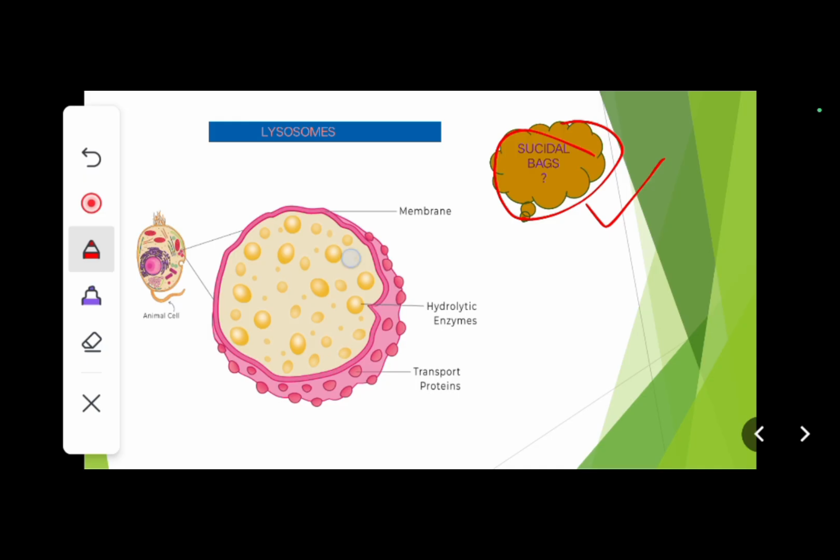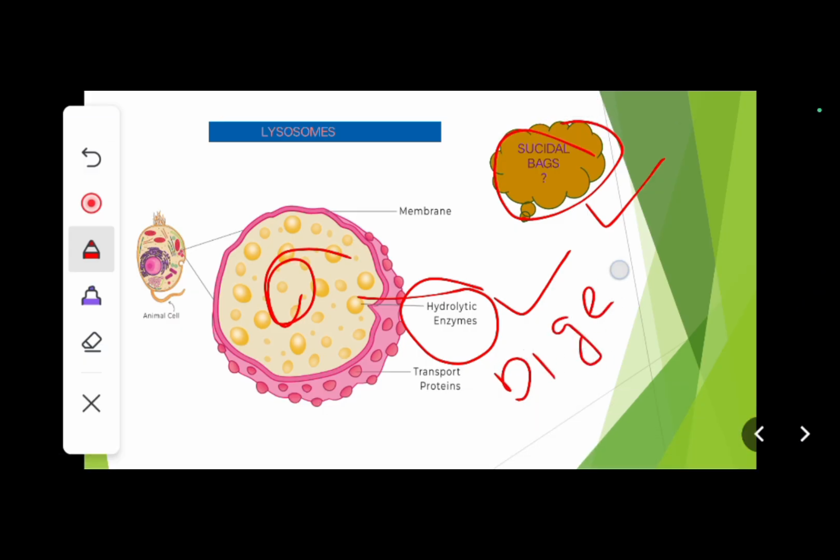How is it digested? Inside the lysosome there are hydrolytic enzymes. These enzymes play a major role in the degradation or digestion. It digests all the cell parts which are not necessary, and foreign particles like bacteria, whatever enters the cell is degraded by these hydrolytic enzymes. There is a membrane which protects the lysosome. Lysosome is also an organelle bounded by a membrane. That's why it is known as a suicidal bag.